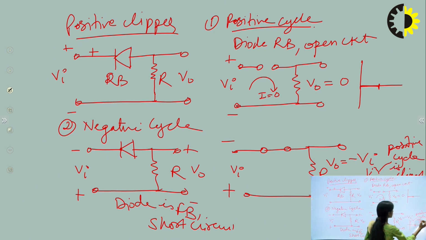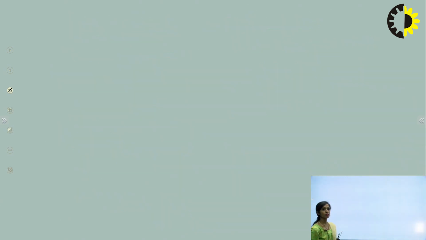So this is the basic of clipper. How we analyze the circuit for the basic circuit. So this is the basic analysis of the series diode clipper.